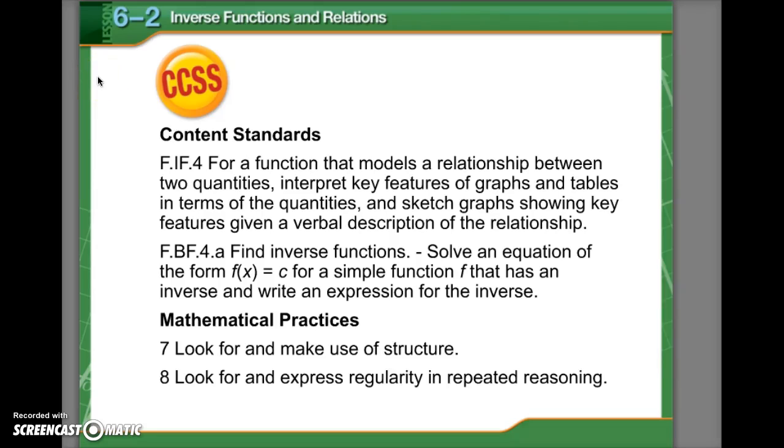Okay, we're in Unit 1, Lesson 11, and this lesson comes from Chapter 6, Section 2 out of the textbook. We're going to be looking at inverse functions and relations in this lesson.